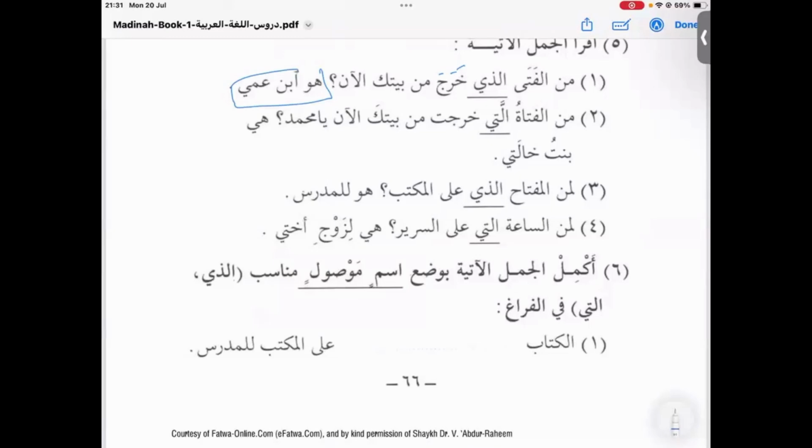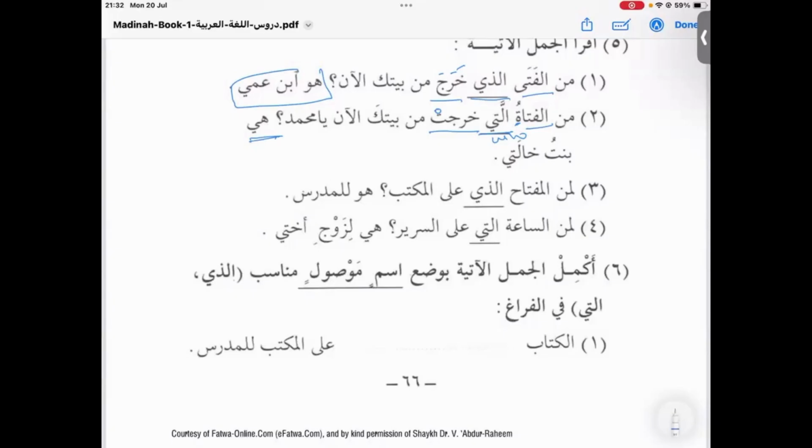هو is the مبتدأ. ابن عمي is مضاف مضاف إليه. ابن عمي, the son of my عم. The next example is من الفتاة التي. So فتى is a young boy and فتاة with a ta is a young girl. Who is the young girl? التي, who خرجت, left. So it's the same sentence, but they just changed everything from male to female. Al-fata became al-fatat. Alladhi became allati. Kharaja became kharajat. Who left from your house now, ya Muhammad. And then the response is here. She is bintu khalati. She's the daughter of my maternal aunt. She's my cousin.